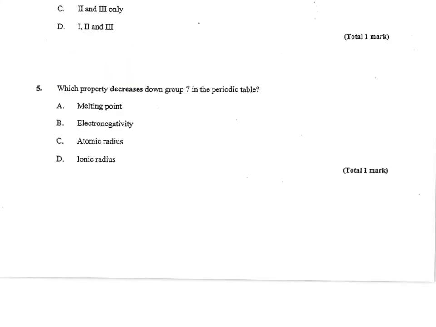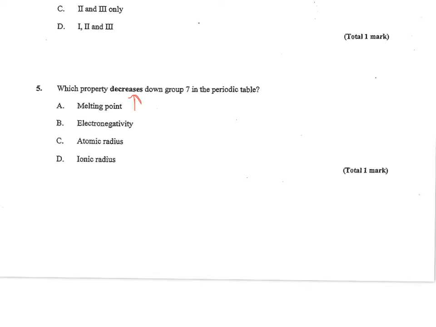Number 5 wants to know which property decreases down group 7. So group 7 is the halogens. The first one is melting point, and that's actually going to increase down group 7 because there's going to be more energy levels and more electrons giving opportunity for more van der Waals forces, not to mention there's going to be an increase in molar mass.